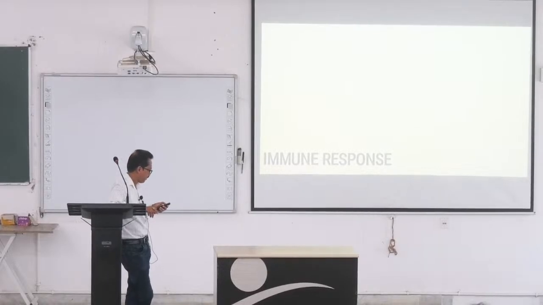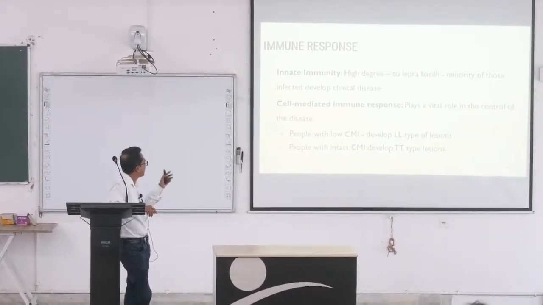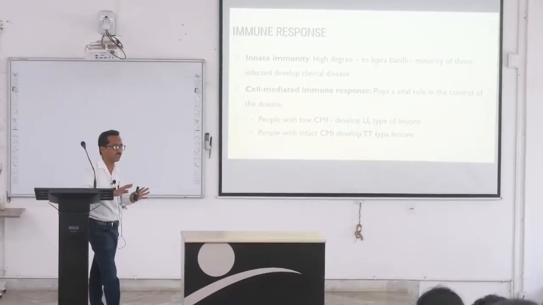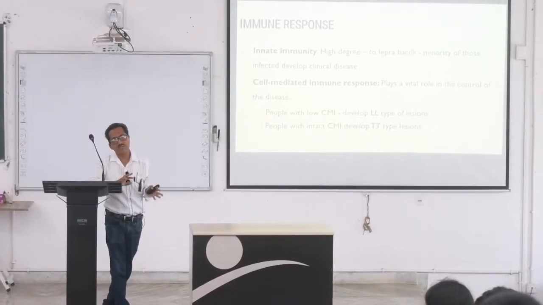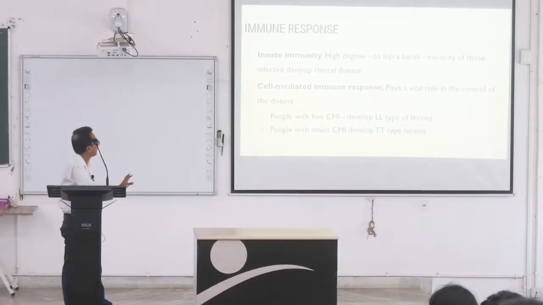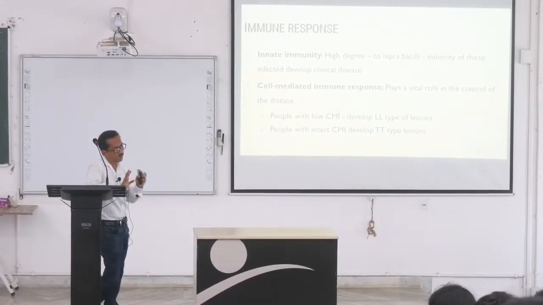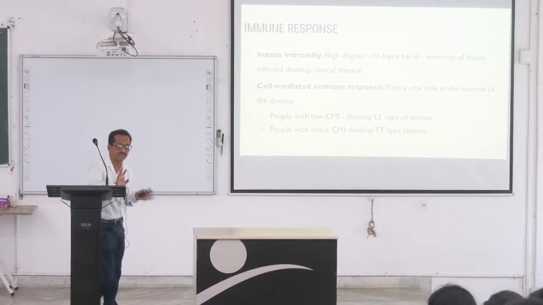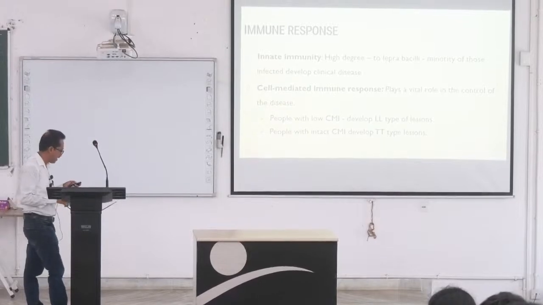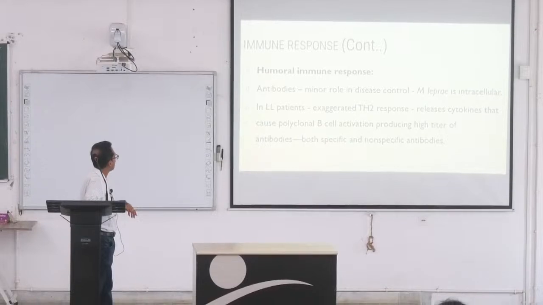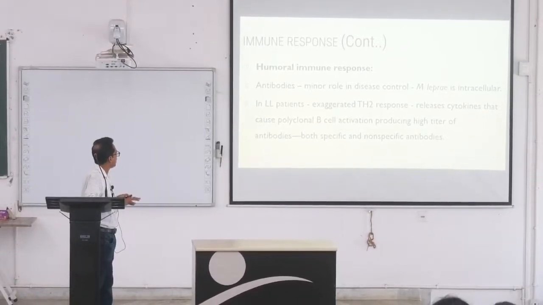Now, immune response. What are the immune responses? Innate immunity is very high. So, a minority of the people who are exposed to leprosy will develop the disease. Innate immunity plays an important role in prevention of leprosy. Cell-mediated immunity plays a vital role in the control of disease. People with low CMI, that is lepromatous type of leprosy, have a poorer prognosis than tuberculoid type. Humoral immune response, antibody, has a minor role in disease control as Mycobacterium leprae is intracellular.